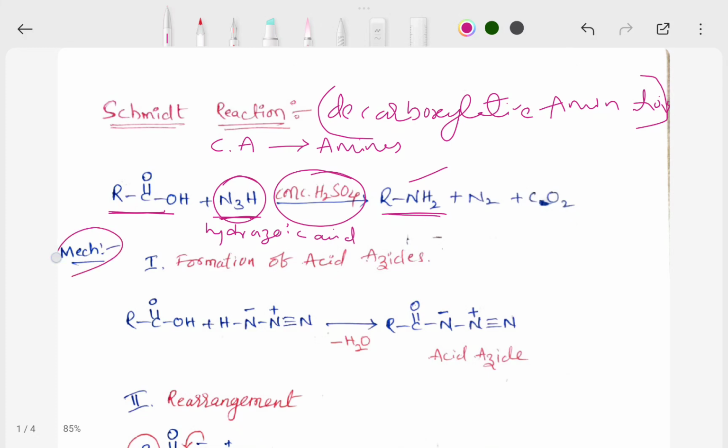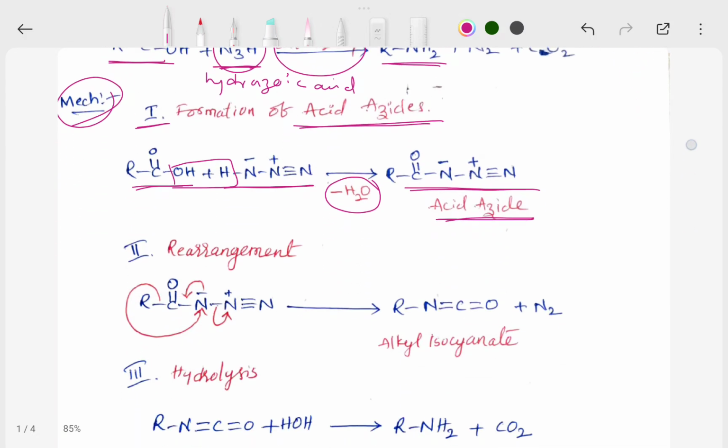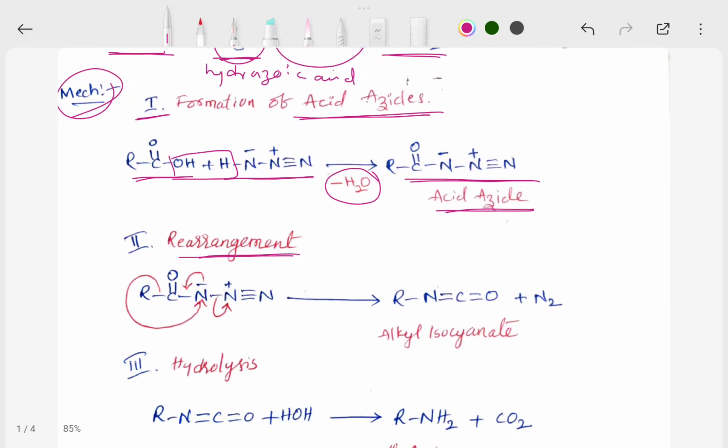Again, you can observe the mechanism of this reaction. In the first step, what is happening here? Formation of acid azide. Carboxylic acid reacts with hydrazoic acid, with removal of water (H2O), and acid azide is formed. Next, the rearrangement.